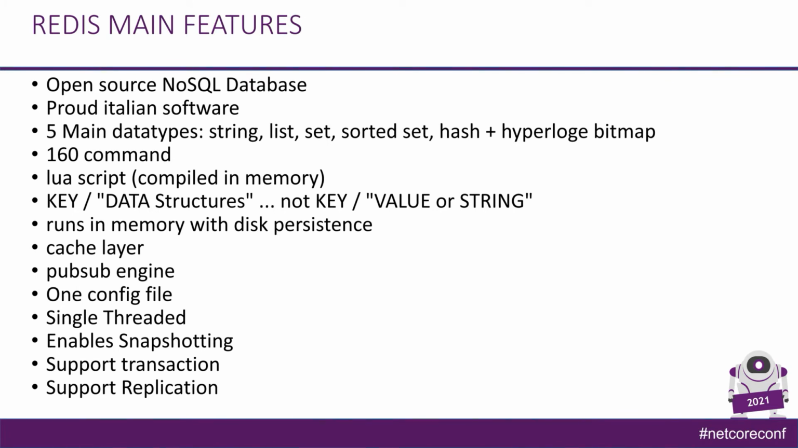What are the main features of Redis? Redis has a command list. There are more than 160 commands. When you talk about Redis, you are talking about data types. So there are strings, lists, sets, sorted sets, hash tables, and so on. In order to think in the right way, you have to think of a pair in which the first value of the pair is the key, and as the value you find not a string, but a data structure.